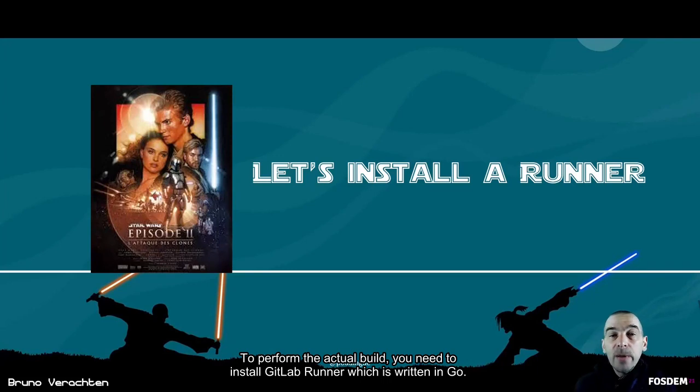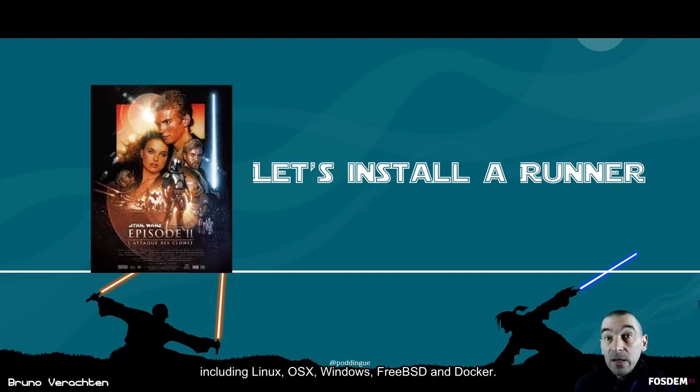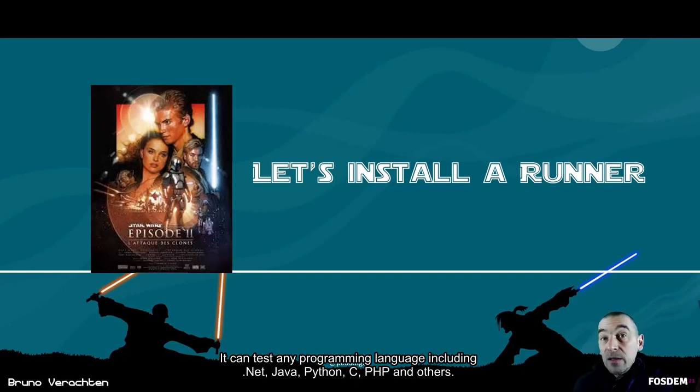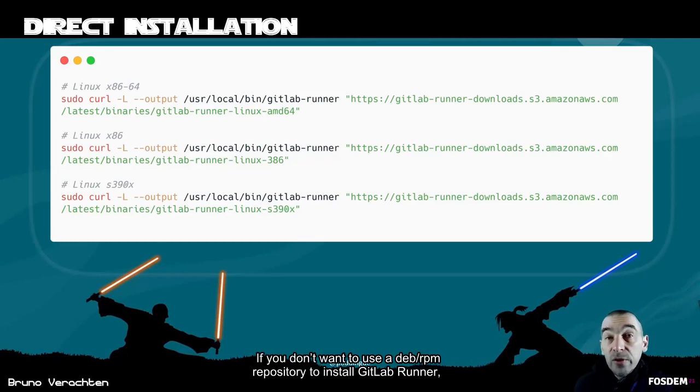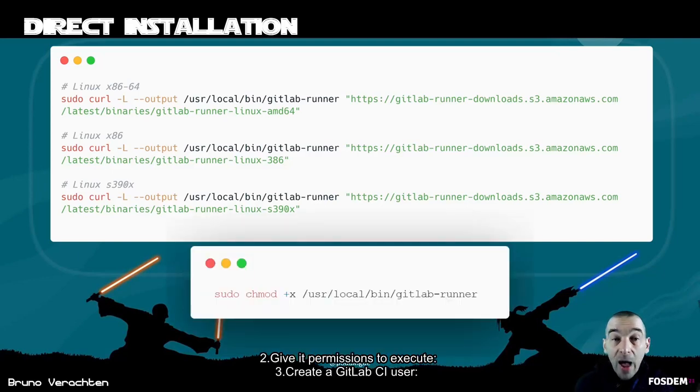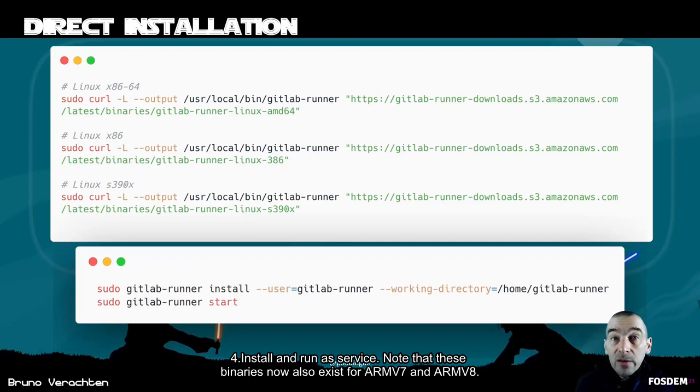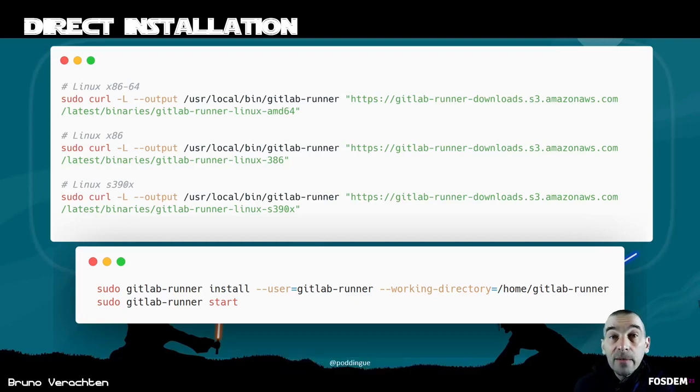To perform the actual build, you need to install GitLab Runner, which is written in Go. It can run on any platform for which you can build Go binaries, including Linux, OS X, Windows, FreeBSD, and Docker. It can test any programming language, including .NET, Java, Python, C, PHP, and others. Let's see quickly how to install a runner under Linux. If you don't want to use a deb or RPM repository to install GitLab Runner, or your new Linux OS is not among the supported ones, you can install it manually. Simply download one of the binaries for your system, give it permissions to execute, create a gitlab-ci user, install and run as a service. Note that these binaries now also exist for ARMv7 and ARMv8.